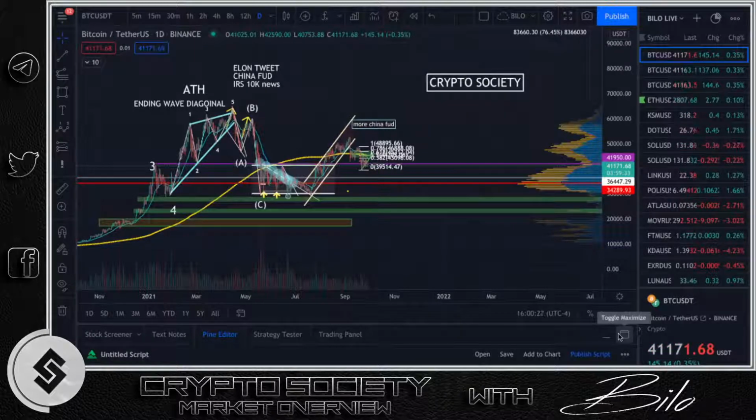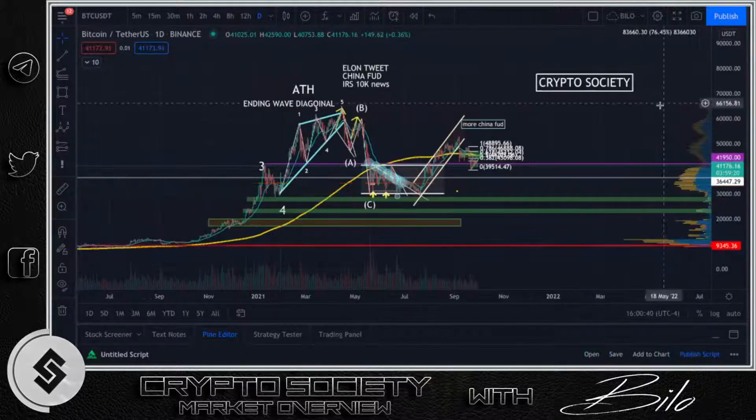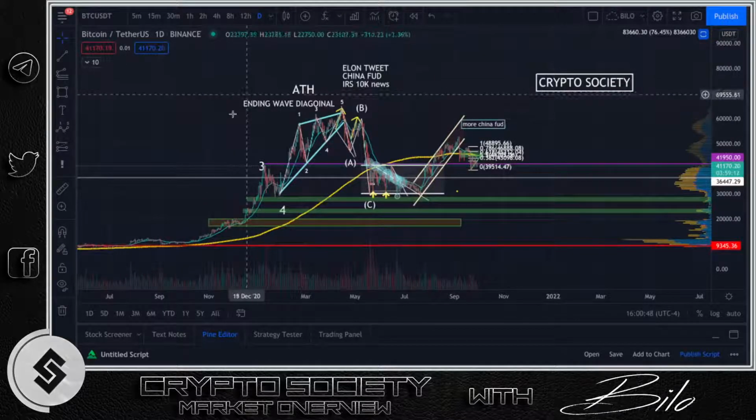I'm joined by Bilo, the former bear, and he's going to start off by taking us through the Bitcoin chart and what he sees and what he thinks might happen over the coming week. Good evening, Bilo. Good evening, everyone. Happy to have you here with us for another session. We'll start off with the usual overview.